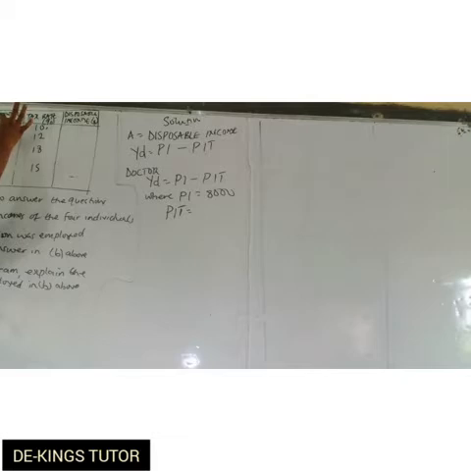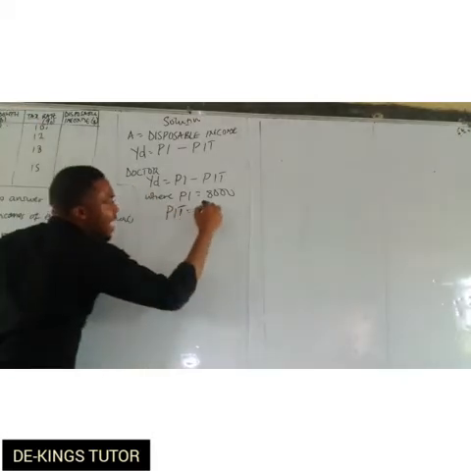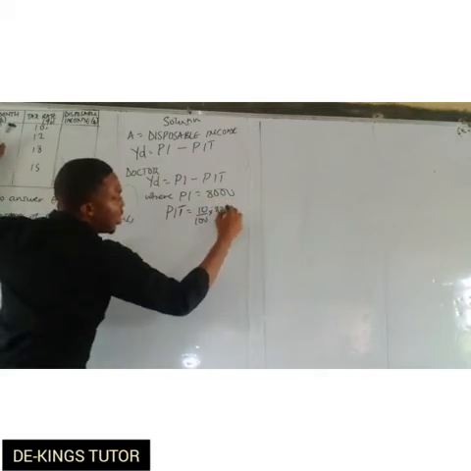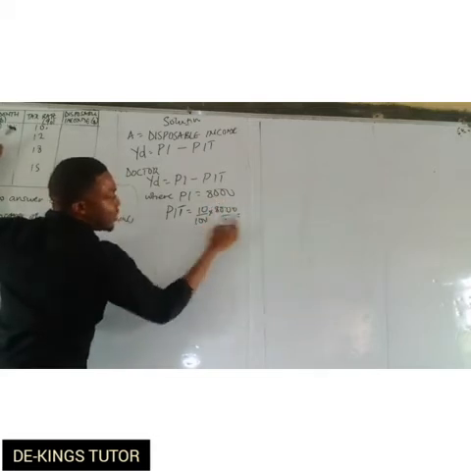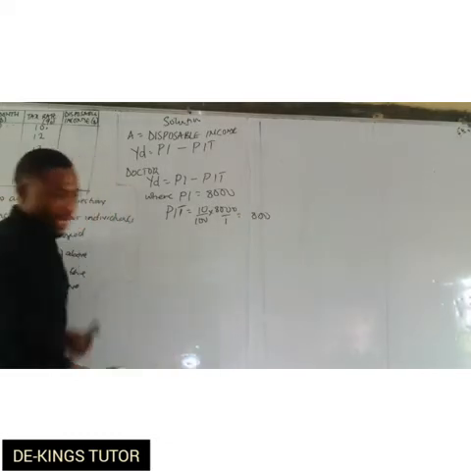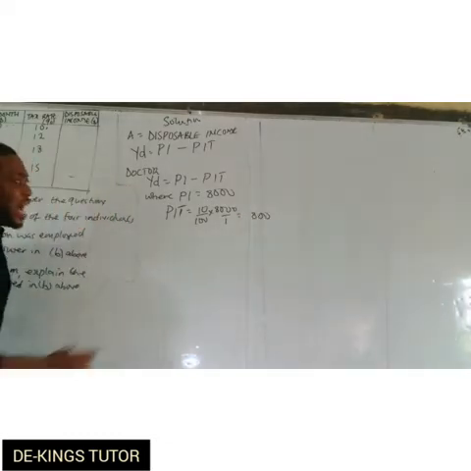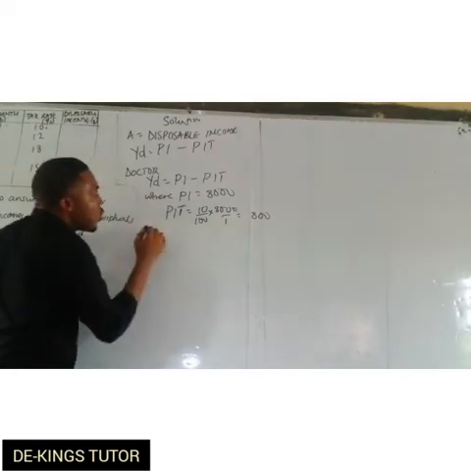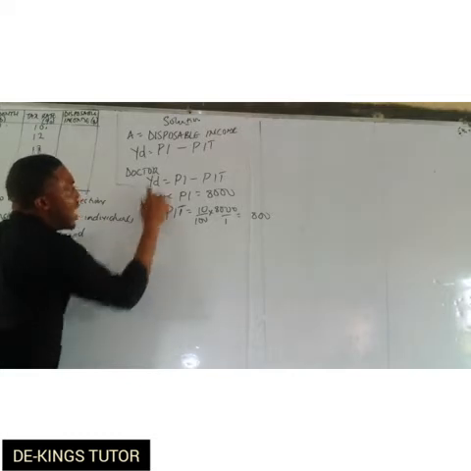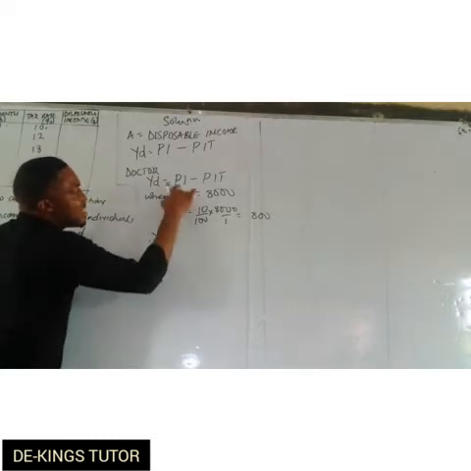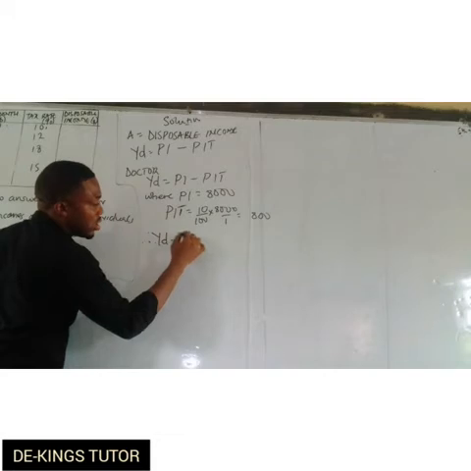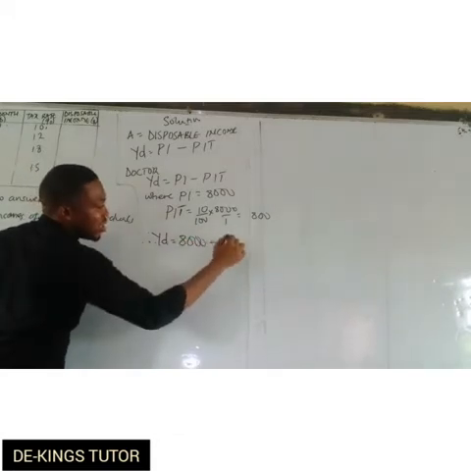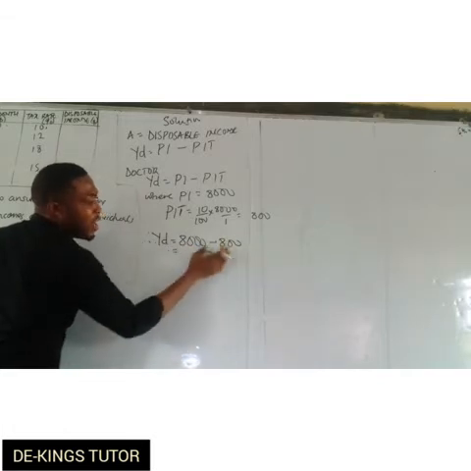What do we have? 800. Now, this is now the tax. 800. Now, to get disposable income, which is YD, our personal income is what? 8,000. Minus the tax is what? 800. So, 8,000 minus 800 is what? 7,200. That is the disposable income for doctor.